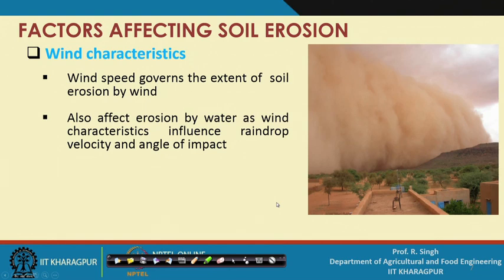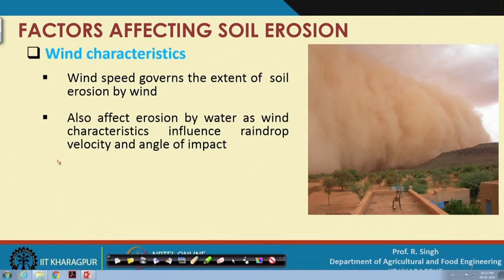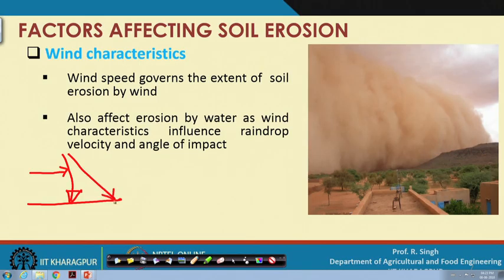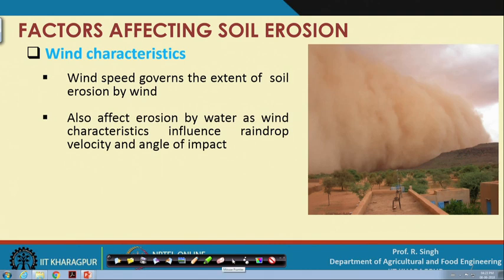Also, it affects the erosion by water, because the wind characteristics can influence the raindrop velocity and angle of impact. That simply means that typically, if the soil surface is like this and the raindrop is falling vertically, but in case there is a wind blowing, then obviously that will change the angle of impact, and changing the angle of impact of the rainfall obviously will result in a different raindrop impact and a different kind of erosion.